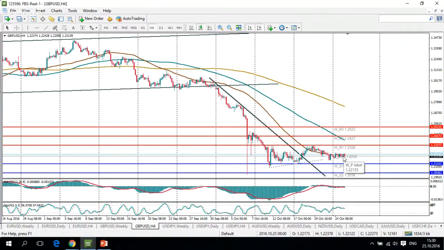The pair is currently consolidating right in the middle of this range, and in my opinion, positions in the British pound will make sense somewhere around the borders of this range. So we wait until either the pound comes lower to 1.2130 or increases to 1.2328 to do this range trading.